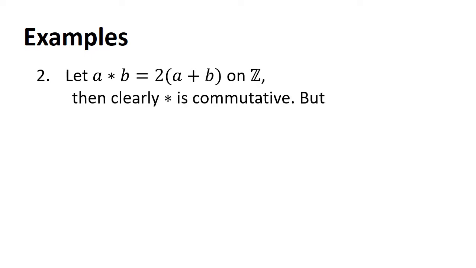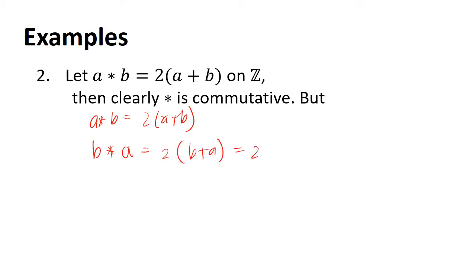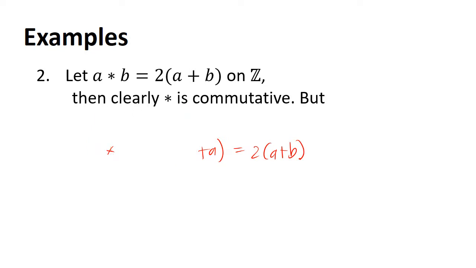Let's check if it is commutative. Of course, because A star B equals 2 times A plus B. And if we rearrange, putting B first before A, we get 2 times B plus A, which is just the same as 2 times A plus B. Therefore, clearly, it is commutative. But is it associative? Let's check.